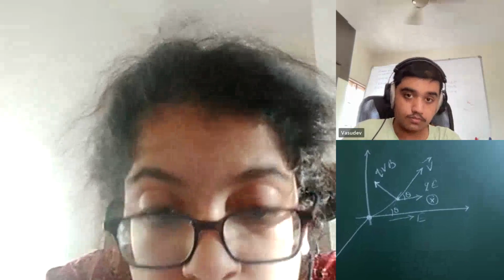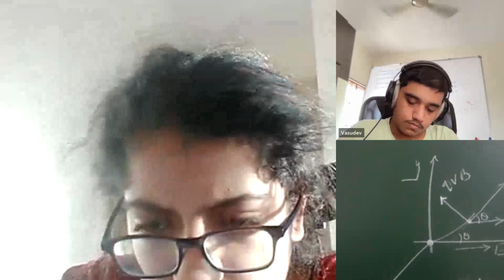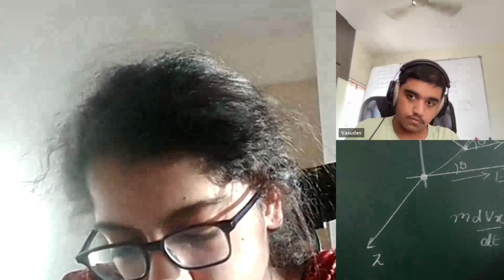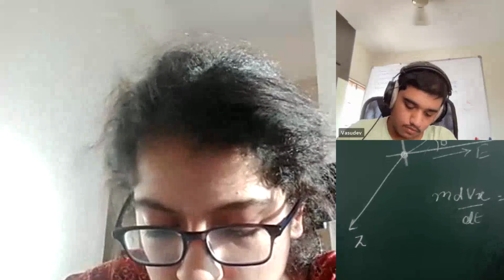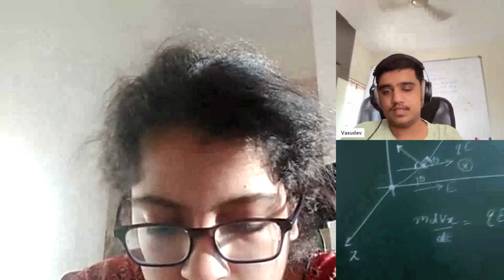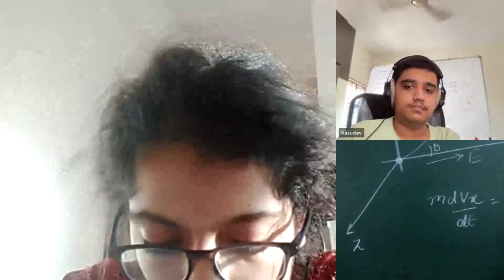Okay, now let me know what will be m dVx by dt if this is X, this is Y, and this is Z. Quick, please. m dVx by dt. What will you say it to be? QE minus QVB cos of the angle, which is 90 minus theta, so that is QVB sin theta, right? Yes, sir.